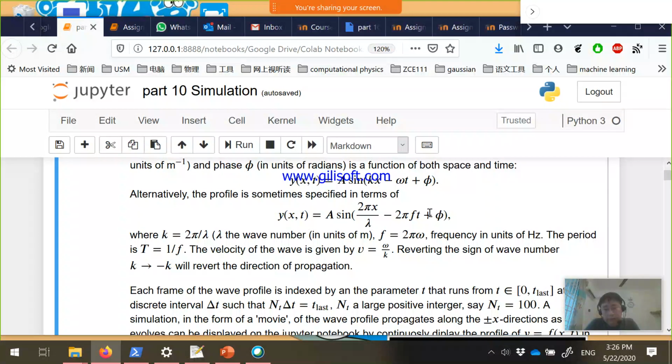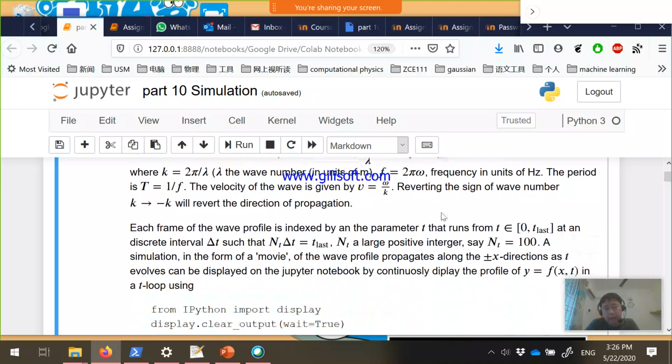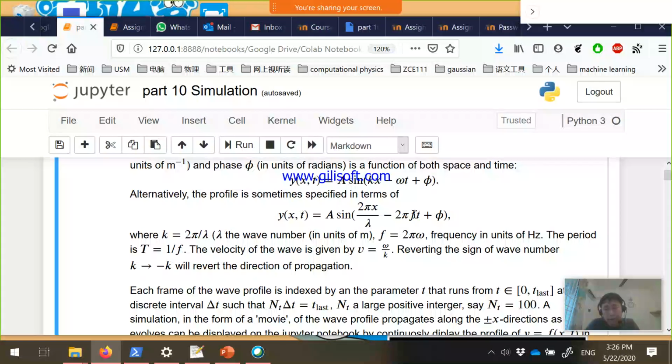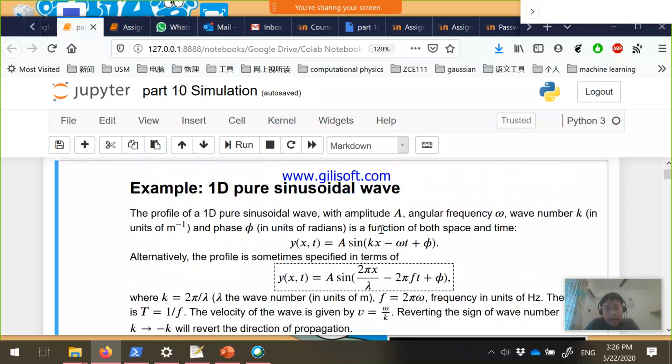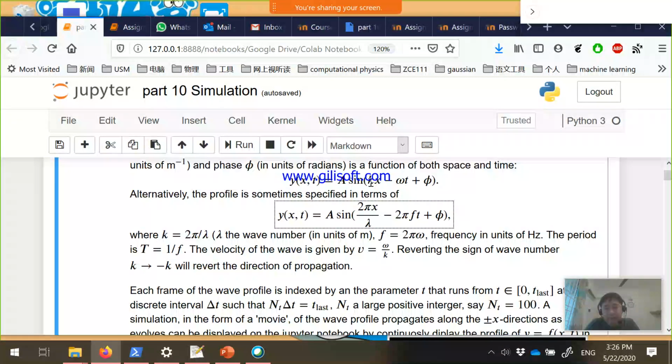These are all the numbers that describe the phase, but the most important things are the frequency and the wavelength. You either express a wave in terms of kx minus omega t, or in terms of the wavelength and the frequency. Either one will do. Usually we use this one, but you have to understand the relationship between k and lambda, and between omega and f. Lambda is very simple.